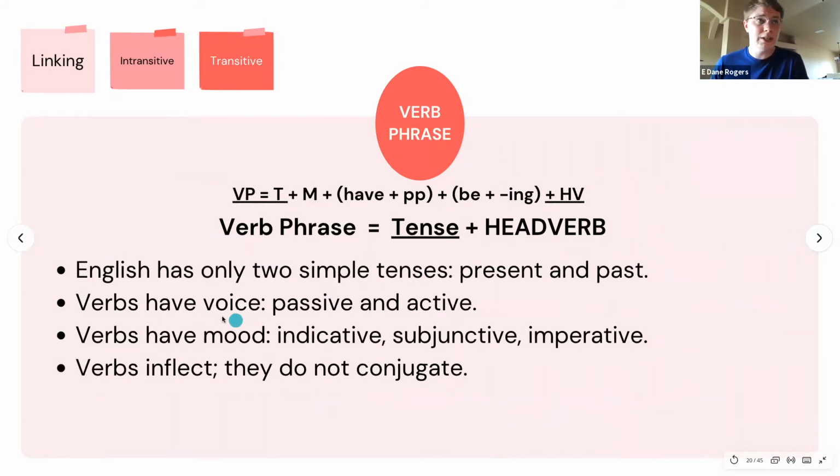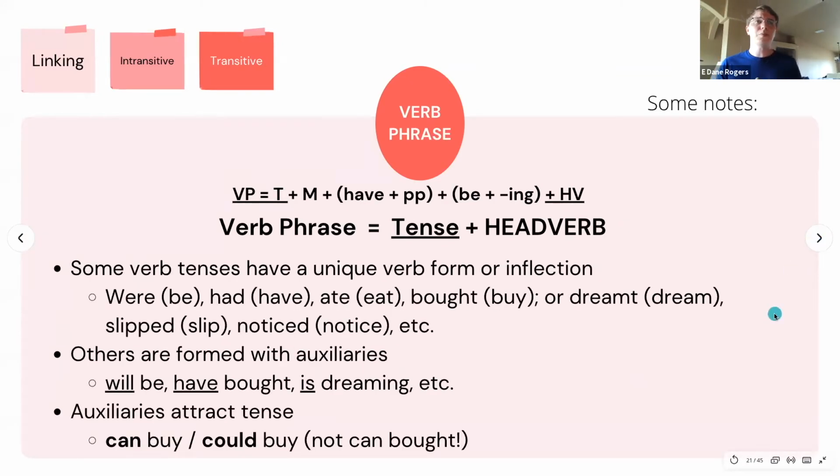All right, so English has only 2 simple tenses, as we discussed, the present and the past. Verbs do have voice, passive and active, just like Spanish. The verbs have mood, indicative, subjunctive, and imperative. And the verbs inflect, they do not conjugate. So some verb tenses have a unique verb form for the inflection. This is basically our equivalent of an irregular verb.